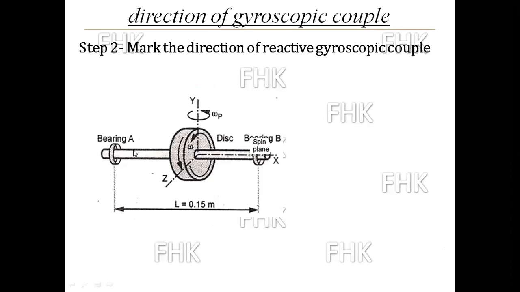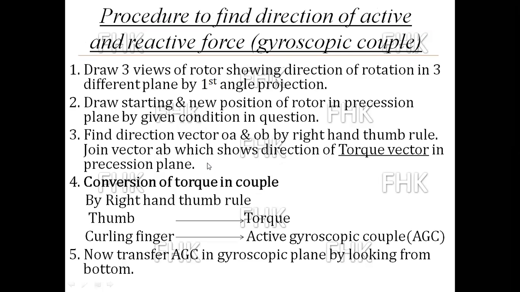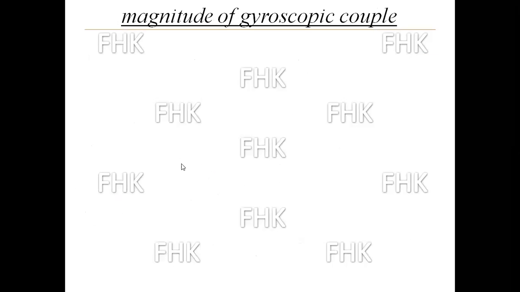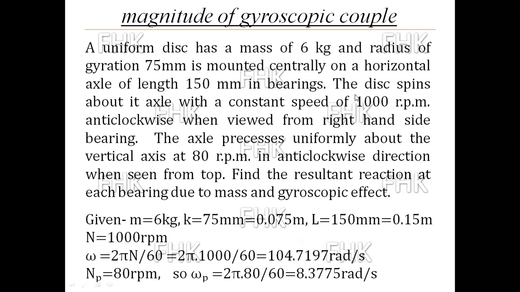So this is the figure. Two bearings are given, which are 150 mm apart from each other, as given in the problem statement. Converting that into meters, 150 mm is 0.15 meter. So the length between the two bearings is 0.15 meter.